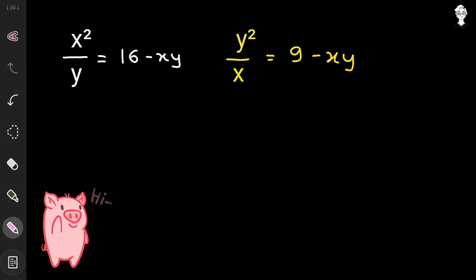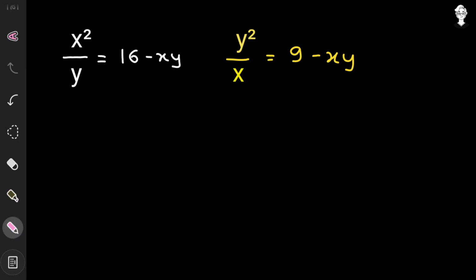So today we have a nice algebraic system of equations. The first equation is x squared upon y equals 16 minus xy, and the second equation is y squared upon x equals 9 minus xy. Now the question is to solve these two equations so as to get the values of x and y in the real plane. So let us see the solution. How can we solve this?